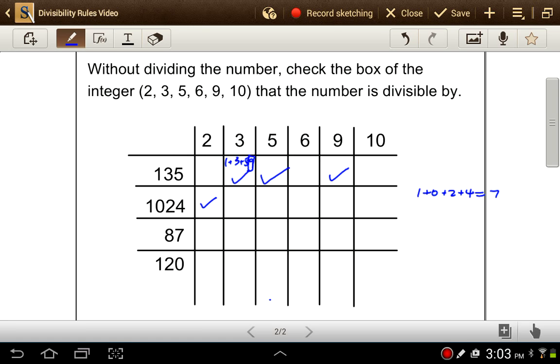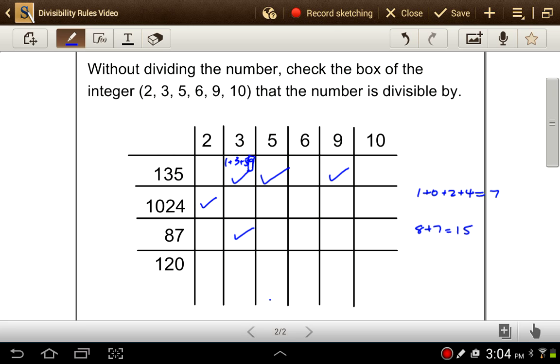Okay, let's try 87. 2, nope, it's an odd number. 2 is for even, so that doesn't work. Okay, add them up. You get 15, so that works for 3. Ends in 7, nope. Not even, so no 6. 9, no, 9 does not go into 15. So here's a case where 135 is divisible by both 3 and 9, but 87 is divisible by 3, but not 9. So sometimes it's not both. And not 10 because it doesn't end in 0. So you can see that sometimes it's more than 1, sometimes it's just 1.